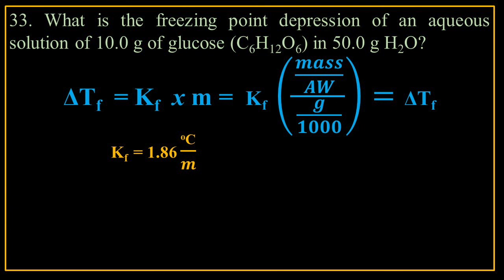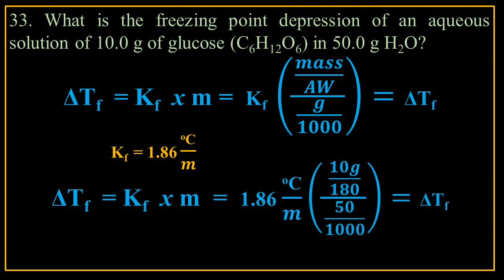The constant for the freezing point depression for water, it's water specific, is 1.86 degrees Celsius per molal. We're plugging in, and remember, 1 mole of a non-dissociating substance will give you 1 mole of particles. So 10 over 180 divided by 0.05, and that's going to be 2.1 degrees Celsius. So that's the freezing point depression. So the temperature would be negative 2.1 degrees Celsius.